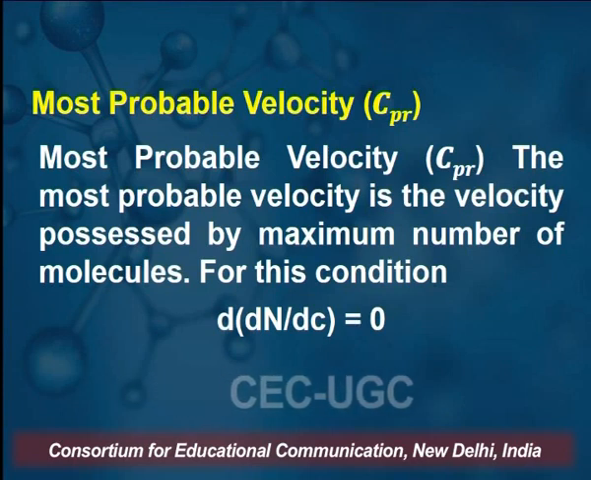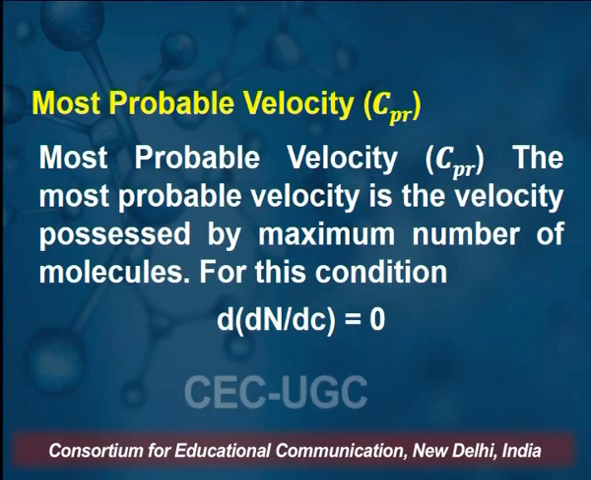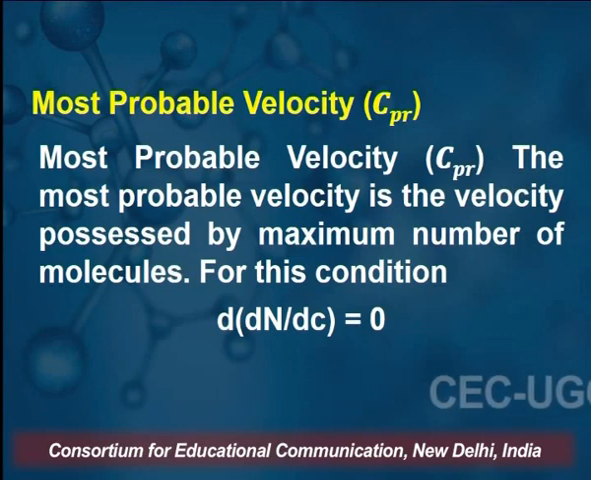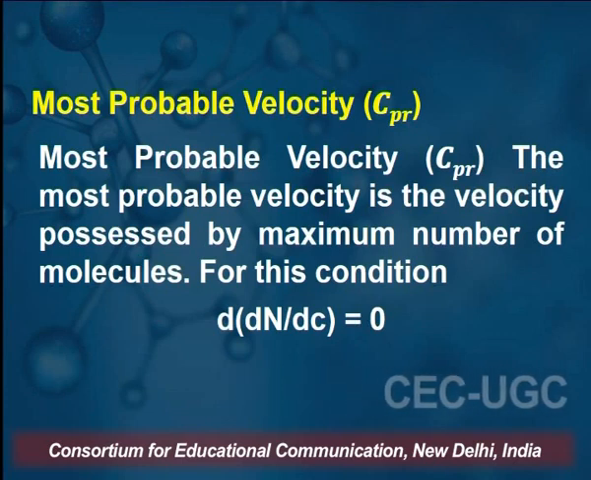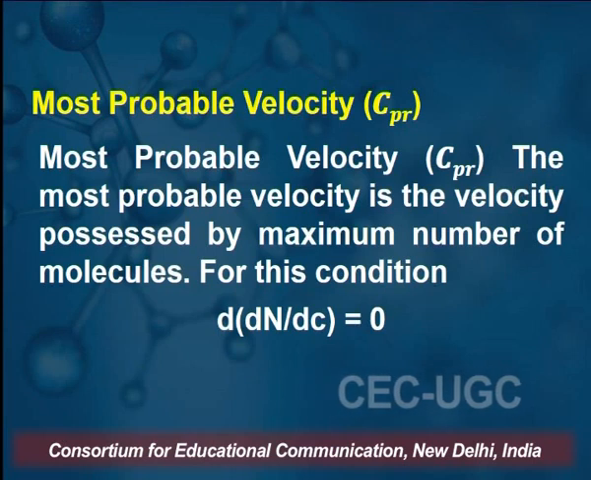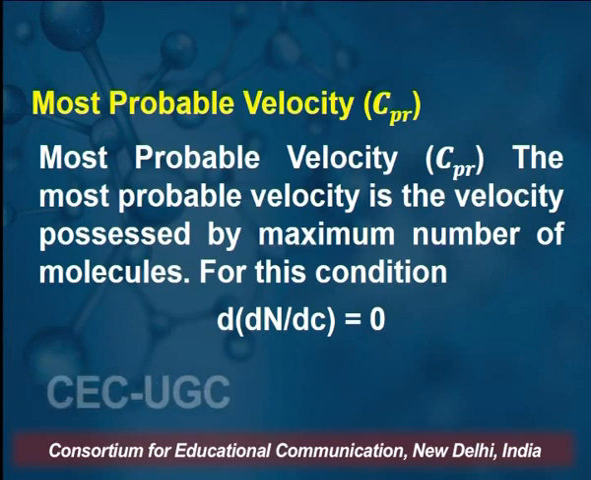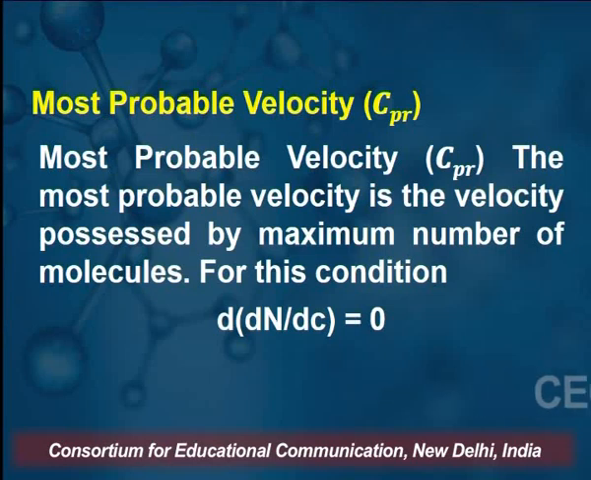Next, let us calculate what is the most probable velocity. The most probable velocity is denoted by C_P. The most probable velocity is the velocity possessed by the maximum number of molecules. Now students, you must have read in your schools that whenever we have to calculate the maximum number of molecules, the rule is simple. We have to differentiate and equate to 0. Hence, to find out the most probable velocity, we take differential of dN by dc and then equate it to 0.